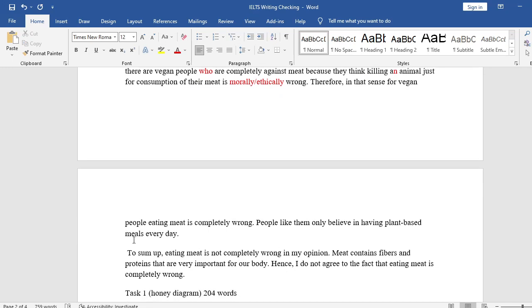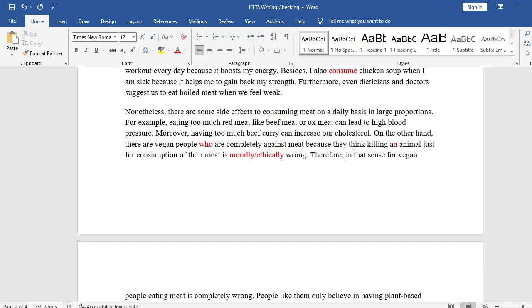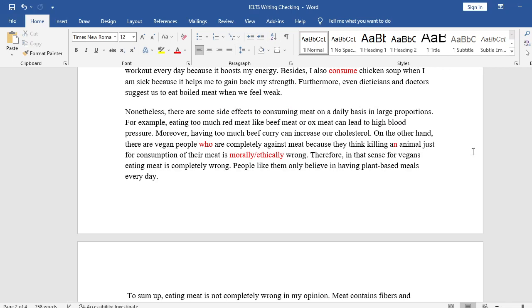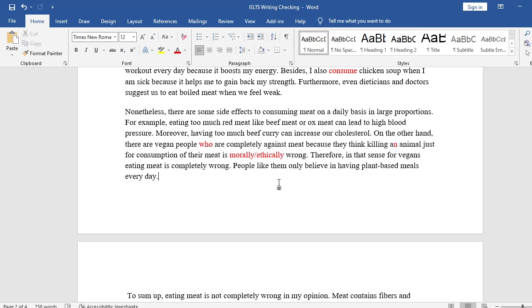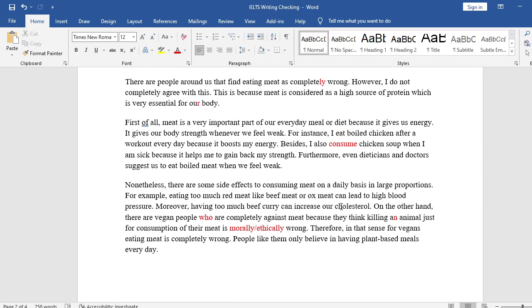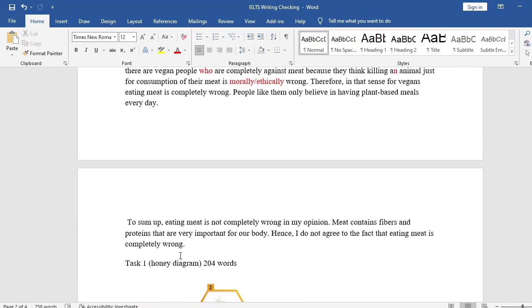Therefore, in that sense, for vegan people, okay, so she wrote vegan people twice. I don't like the term vegan people. You can just write vegans. For vegans, one time writing vegan people is okay, but I don't like repetition. So therefore, in that sense, for vegans, eating meat is completely wrong. Okay, people like them only believe in having plant-based meals every day. Yes, this is true, and also non-dairy products, right? So vegans also do not eat anything produced by animals, like cows produce milk, so chickens produce eggs.